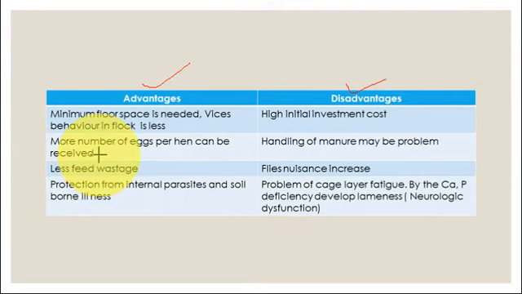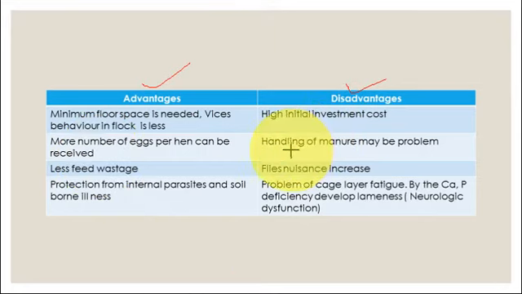Why? Because when the egg is laid by the bird, it automatically enters into the tray. But in deep litter system we need to collect, we need to search in the housing system. The bird makes a nest also in the housing system, but if a bird does not have that much habit, we need to search in the litter also. So here we collect the eggs correctly.